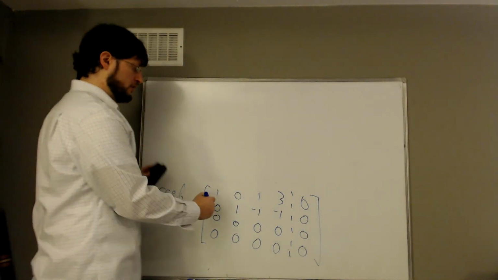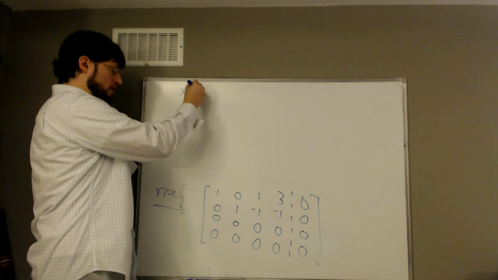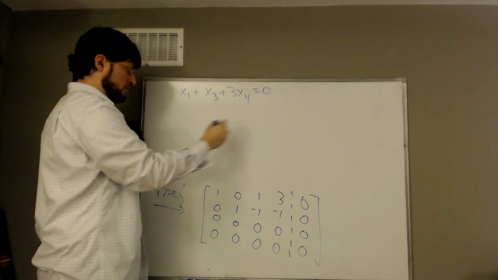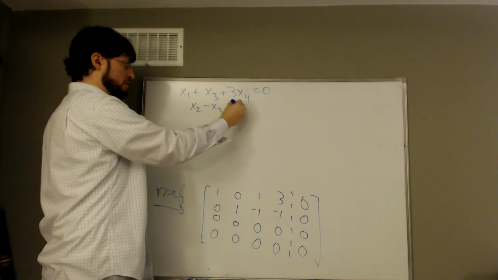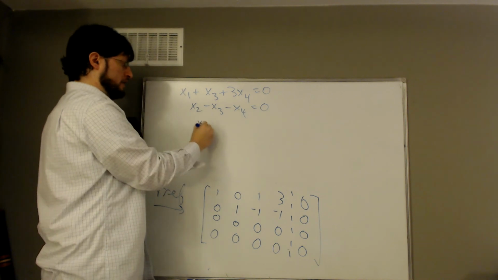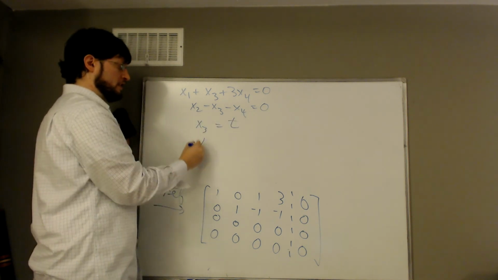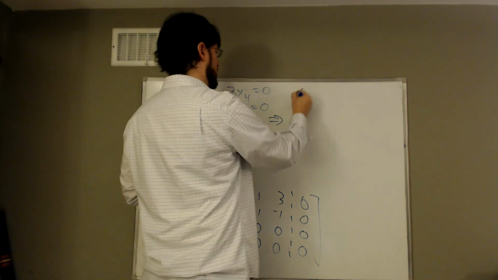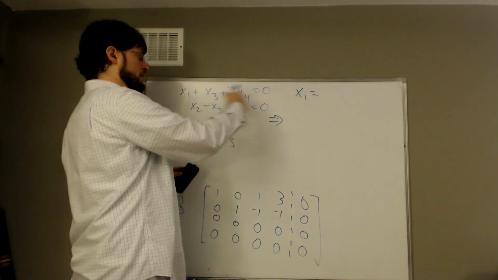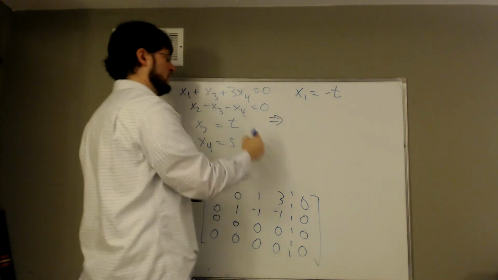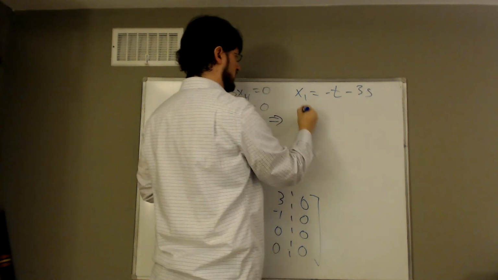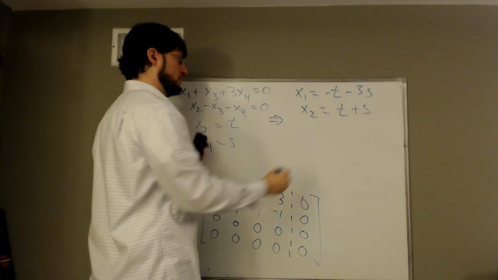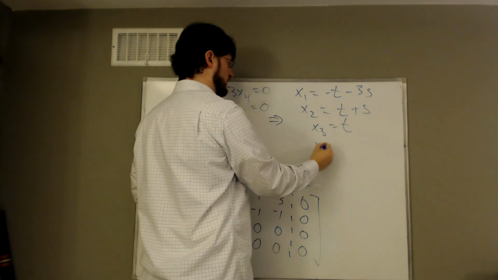In order to do so, we read this as x1 plus x3 plus 3x4 is 0. x2 minus x3 minus x4 is 0. x3 is free, so let's call that t. x4 is free, so let's call that s. So this becomes x1, if I bring these things over, that's negative x3, which is negative t, minus 3s. x2 becomes t plus s, x3 is t, and x4 is s.